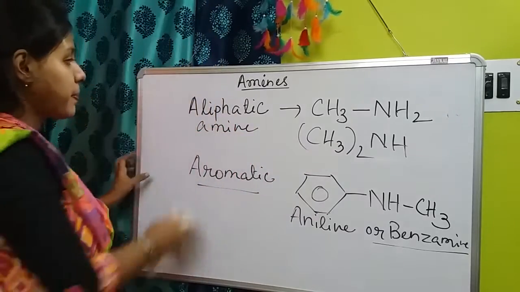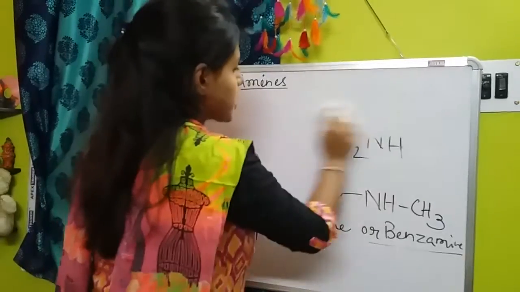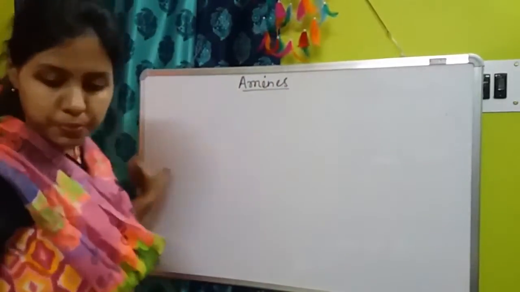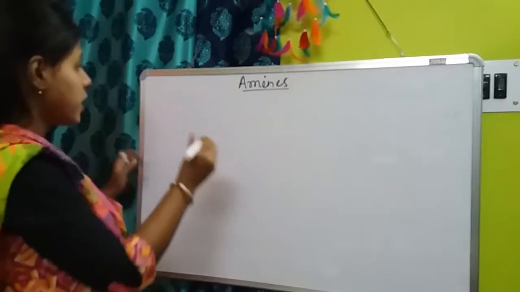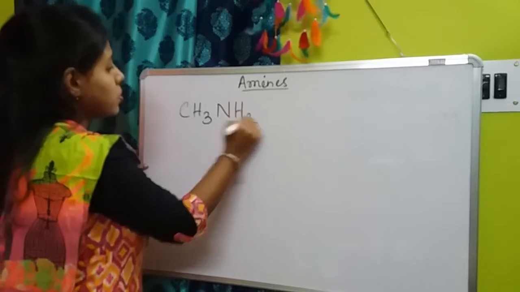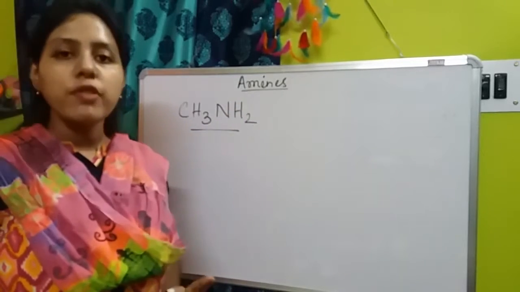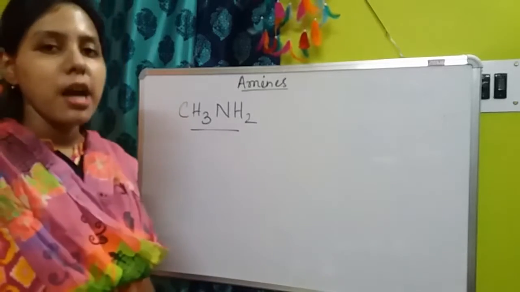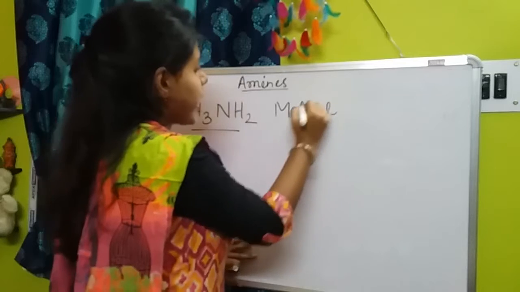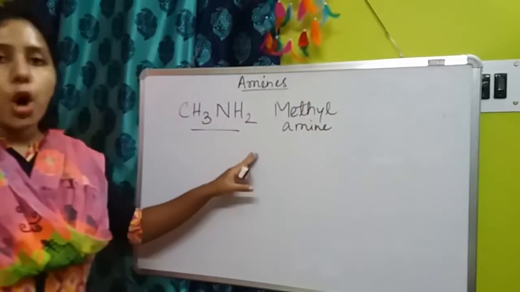Now next is the IUPAC nomenclature. I am telling in brief. Suppose there is CH3NH2. In common name, you have to first write the name of the alkyl group, that is here methyl. So you have to write methyl and then amine. This is the common name.